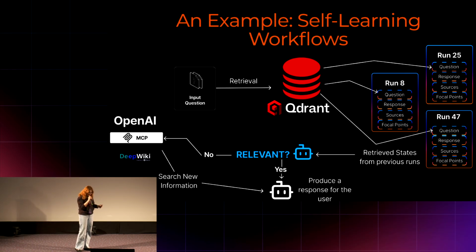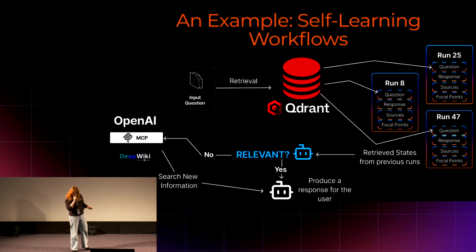So that instead of running the workflow every time without knowledge of previous runs, you can run the workflow, inject this state, and the LLM would first say, okay, is this state relevant? Are the things that we retrieved relevant? And the LLM could say, okay, this is relevant. We don't need to search for any more information. We don't need to do any more steps. We can produce a response based solely on this state context.